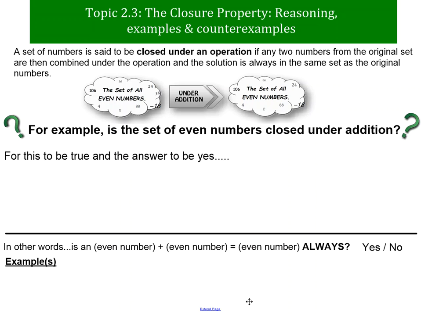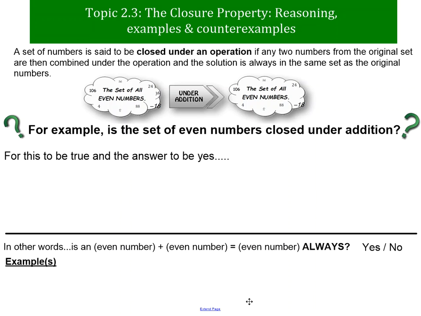Okay, today we're going to be talking about the closure property. Reasoning, examples, and counterexamples. Mathematical closure. That's defined as you need two things, a set of numbers and an operation. So a set of numbers is said to be closed under an operation if any two numbers from the original set are then combined under the operation and the solution is always in the same set as the original numbers.